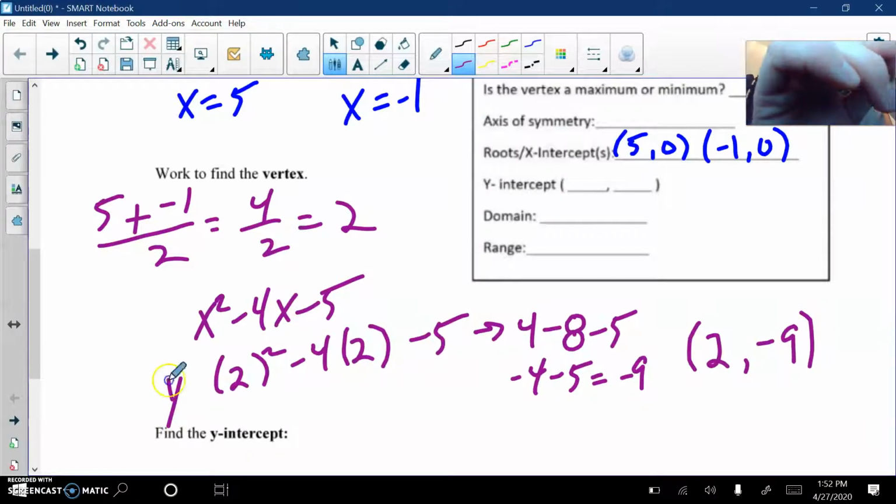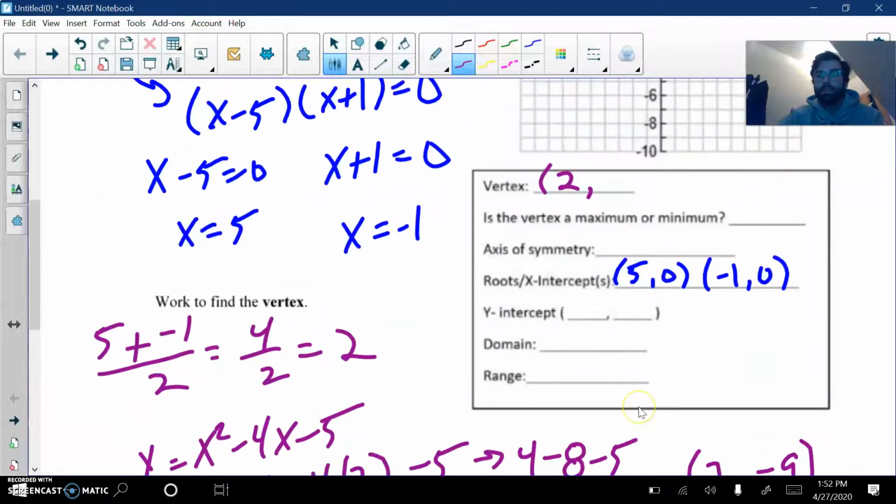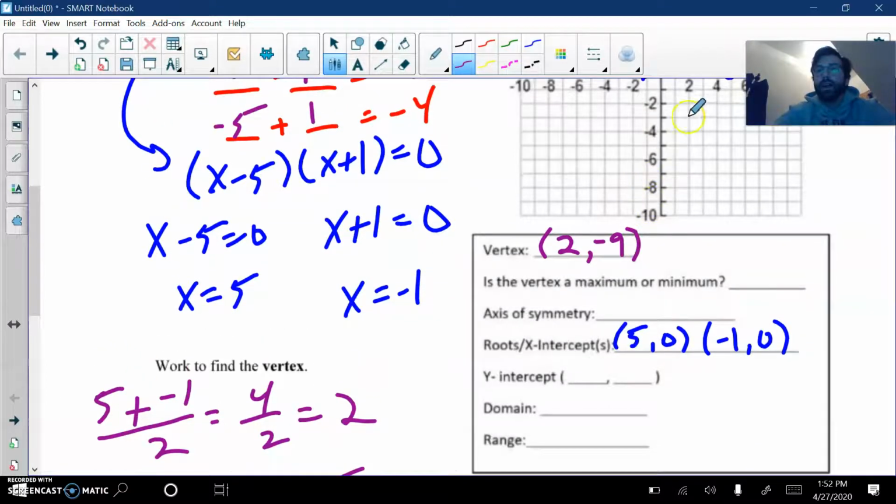I'm going to write this as y equals, sorry. Again, I plugged in 2 for my x value into my original function. My input was 2, my output was negative 9. So my vertex is (2, negative 9). That's a 9, though it doesn't look like one, so I'm going to rewrite it for you. Don't you worry. There we go, (2, negative 9) is right there.